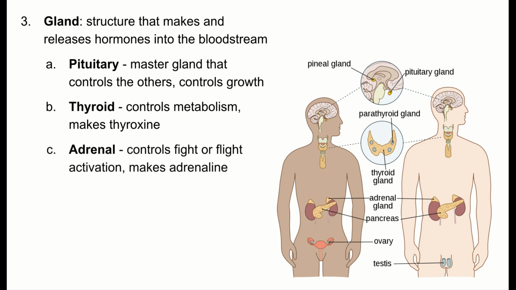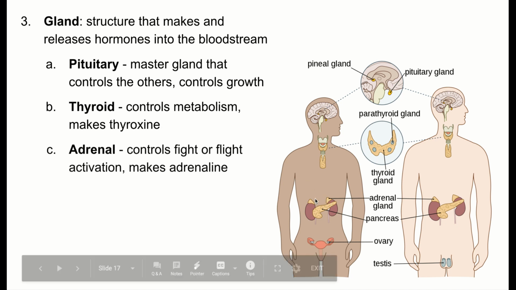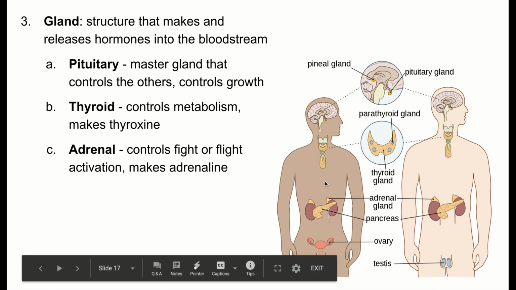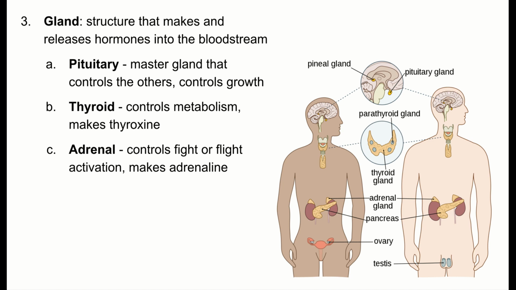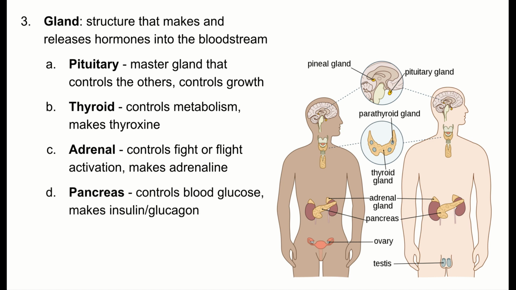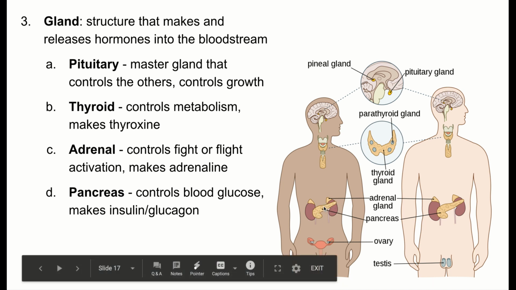Detail C, your adrenal glands are on the top of your kidneys. These control your fight or flight response, you getting scared. They make the hormone adrenaline. Detail D, your pancreas, you learned about this in the digestive system. It's also part of your endocrine system. It's a gland that controls blood glucose, and it makes the hormones insulin and glucagon. You're going to learn more about how those work in your next lesson.